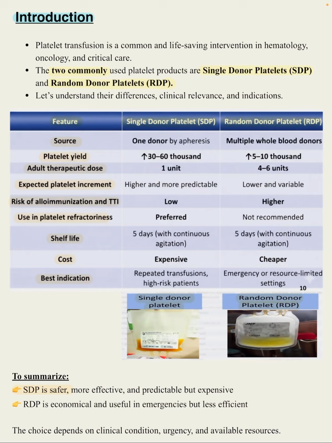Risks of alloimmunization and TTI, that is transfusion transmitted infection, are low in SDP but higher in RDP due to multiple donors. Use in platelet refractoriness: SDP is preferred but RDP is not recommended. Shelf half-life is almost the same, that is 5 days, but in both cases continuous agitation is needed.